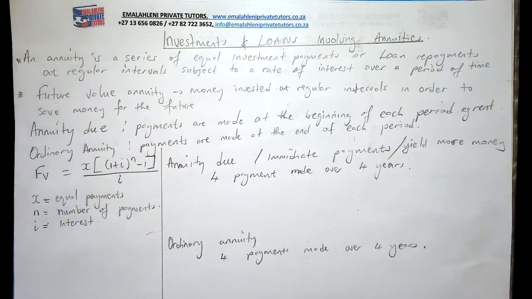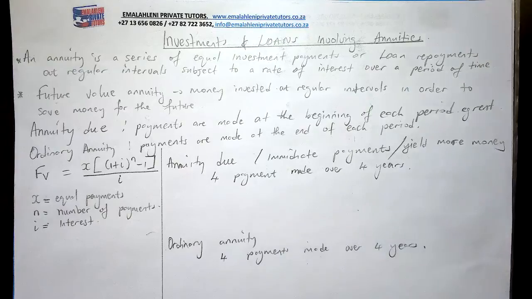Okay. So future value annuity is money invested at regular intervals in order to save money for the future. I think I've explained that. Now, we have what we call annuity due or ordinary annuity. Remember this now. When you're making your payments, you can make them at the end of each month, or the beginning of each month, or the beginning of each period, should I say, because you don't pay monthly only. You can pay quarterly, or you can pay yearly, but you can make your payments at the end of each period or at the beginning of each period.